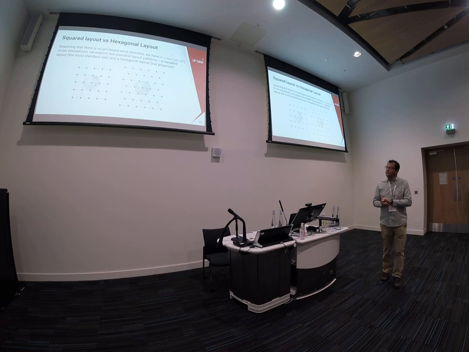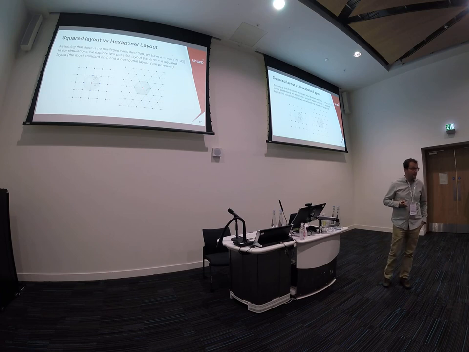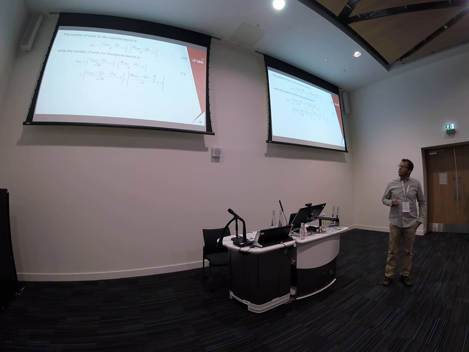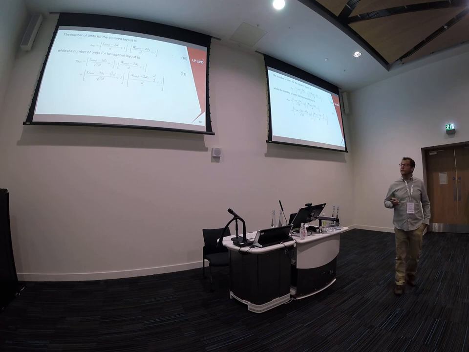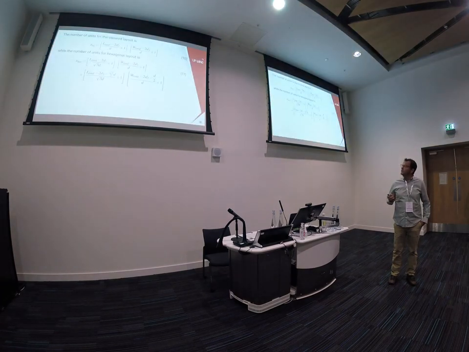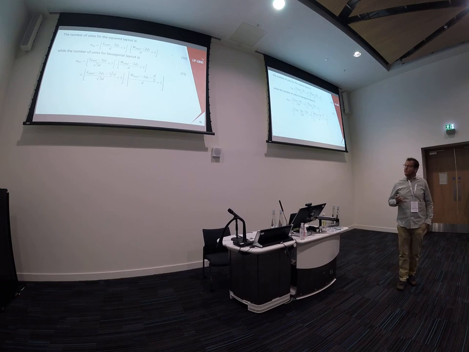If we assume there is no privileged wind direction, we can compute the distance d as a maximum between the distances d1 and d2, and we can explore two possible layouts: the squared layout on the left side and the hexagonal layout on the right side here. The number of units displayed in the wind farm with a squared layout is given in equation n, and the number of units in hexagonal layout is given in equation 11.